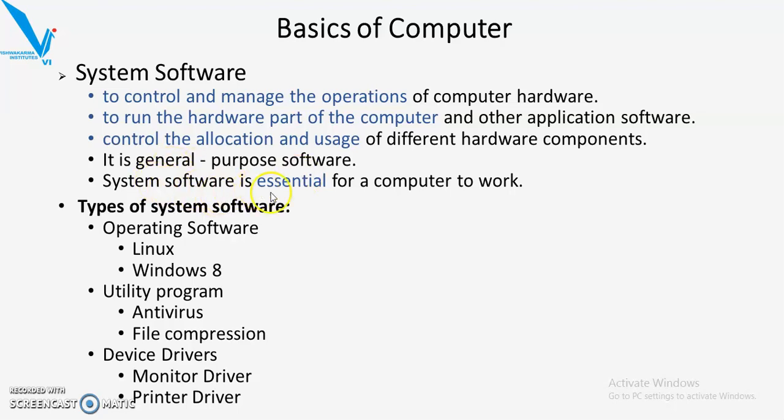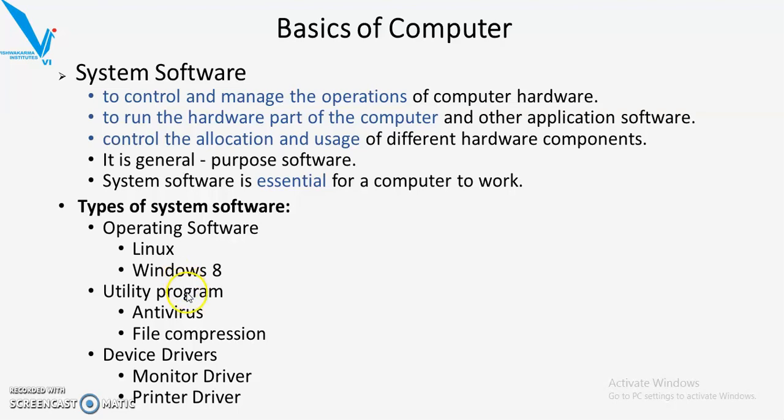System software is essential for computer to work. Now, what are the different types of system software? That is, first, operating software, which is basically referred as operating system. Basically, it provides the interface between the user and machine. Examples are Linux, Unix, Microsoft Windows, Mac OS, etc.